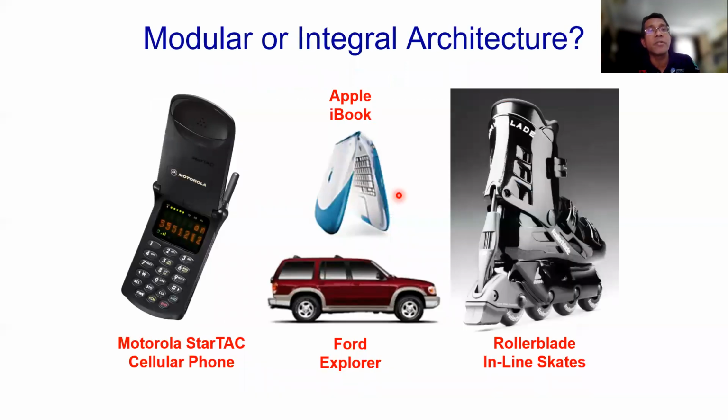And then another example, modular or integral architecture. So this one you can see is already integral, integrated, but some elements inside this one are still modular. For example, the antenna and the batteries. But for the casing, nowadays they have no buttons, they have a touch screen. So that is an integral architecture design.